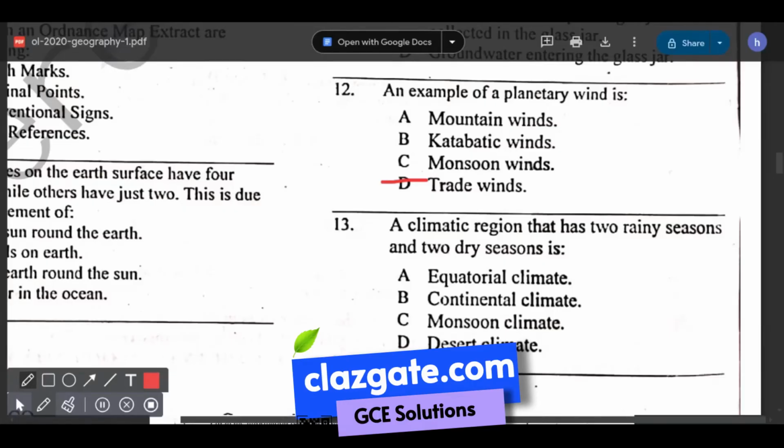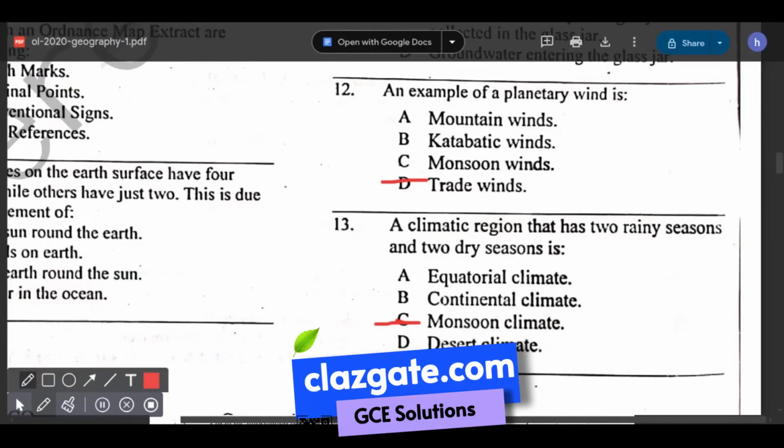A climatic region that has two rainy seasons and two dry seasons is a monsoon climate. The answer is C. And why is the answer C? It is a monsoon climate because places with monsoonal climates typically have hot summers and mild winters.